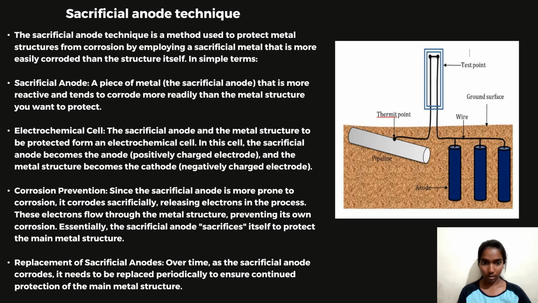Corrosion prevention. Since the sacrificial anode is more prone to corrosion, it corrodes sacrificially, releasing electrons in the process. These electrons flow to the metal structure, preventing its own corrosion. Essentially, the sacrificial anode sacrifices itself to protect the main metal structure. Replacement of sacrificial anodes. Over time, as the sacrificial anode corrodes, it needs to be replaced periodically to ensure continued protection of the main metal structure.